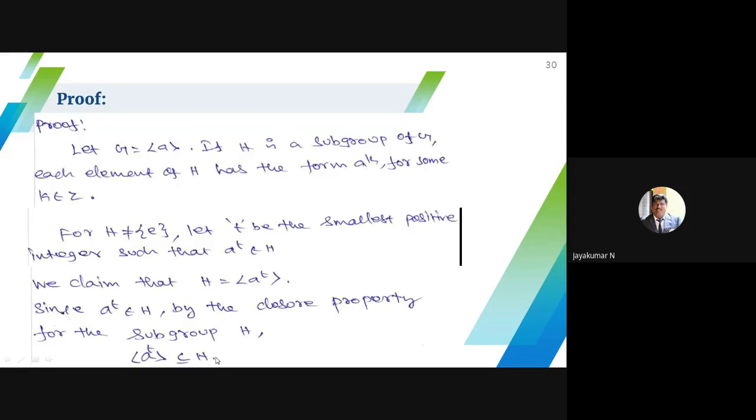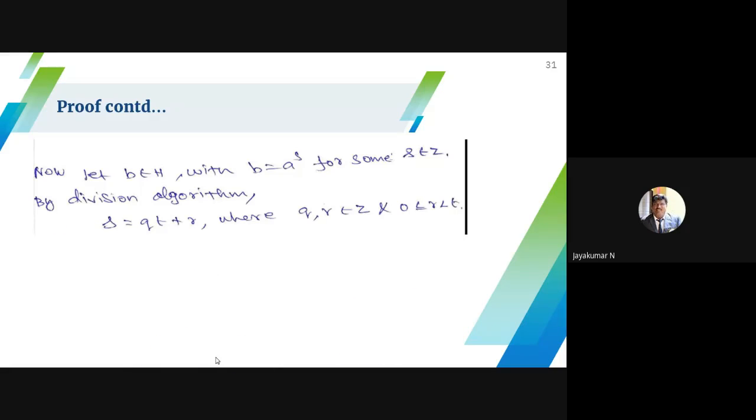So I can say that the elements generated by A power T are contained in H, by the closure axiom. Closure axiom means if we choose any two elements, then the multiplied result is also in H. We know that H is a subgroup, so the element in H is A power T, and definitely A power T into A power T is also in H. Okay, my ultimate aim is to show that each and every element of H is generated by A power T.